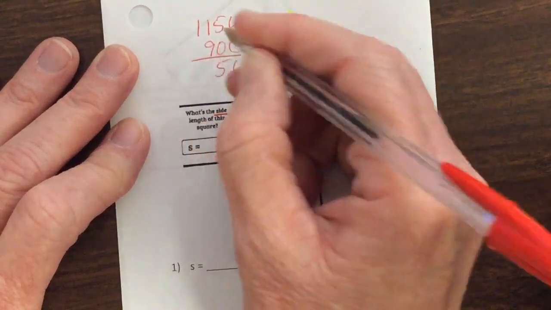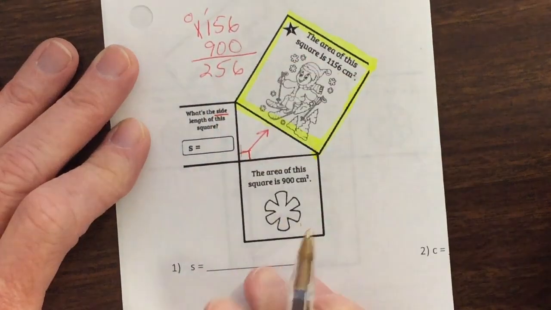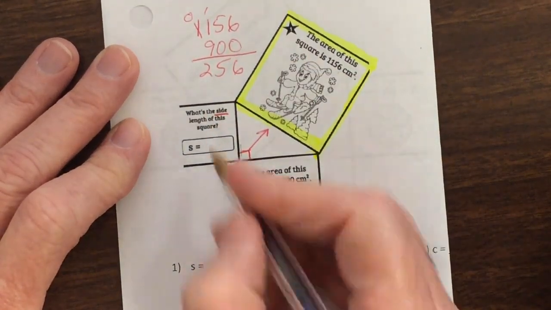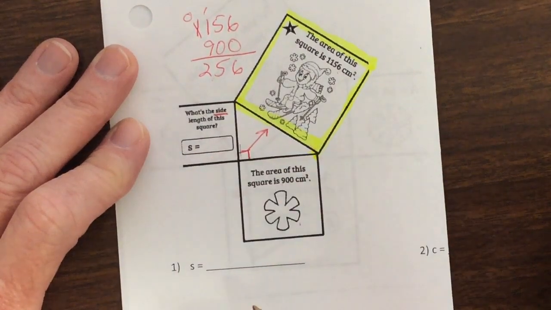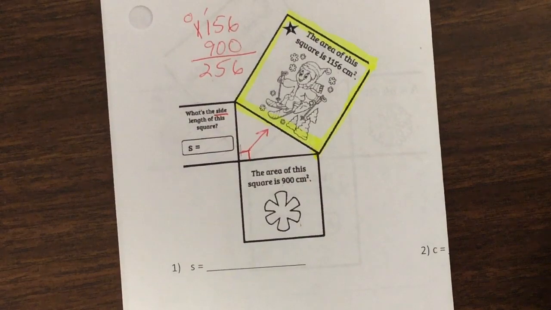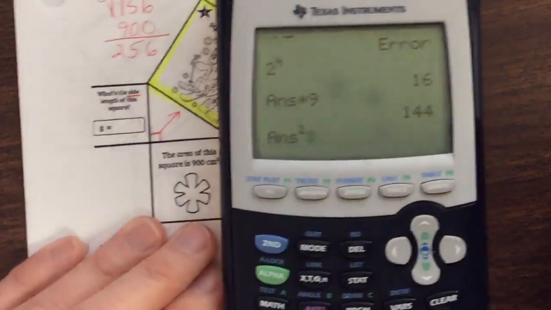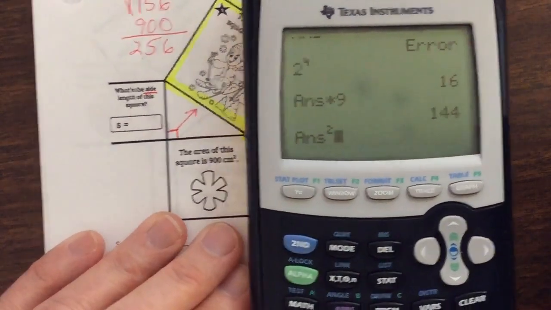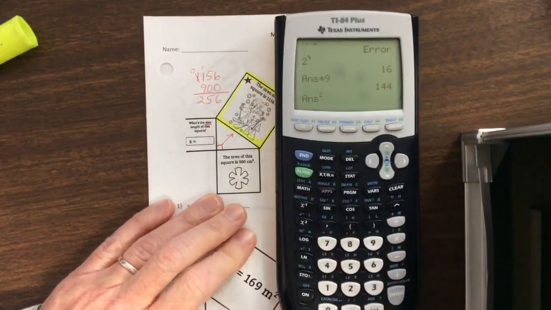So in your calculator, this would be 256. So we know the whole thing is 256. But we just need a side. So let's find the side. With your calculator, you have, okay, that's awfully big. Let's make it smaller. There we go.